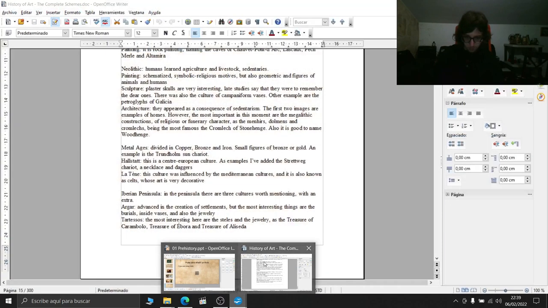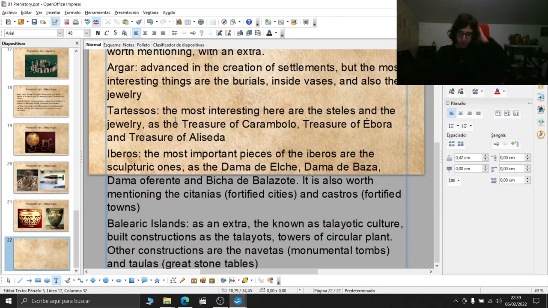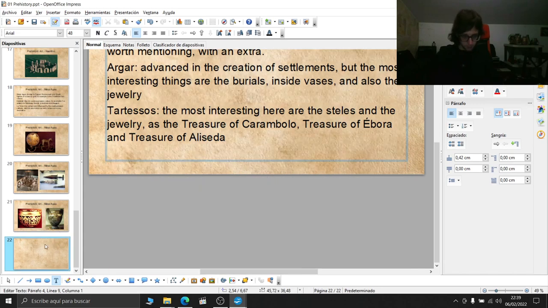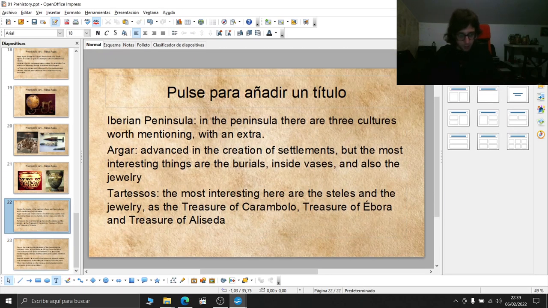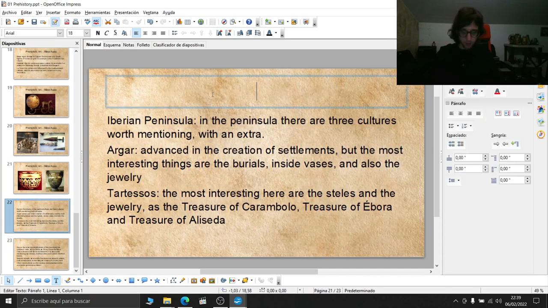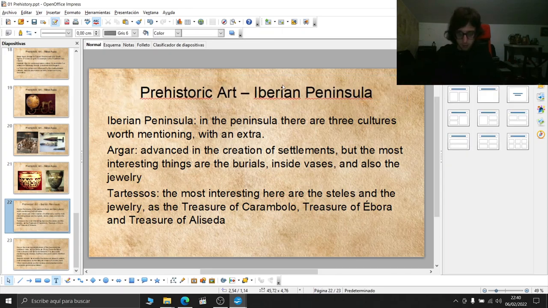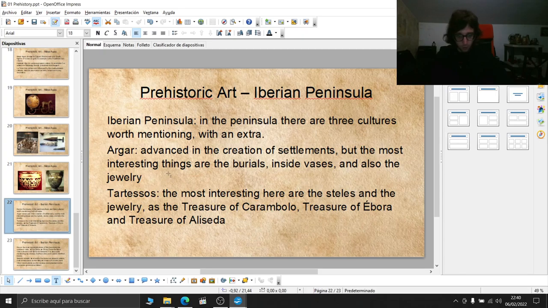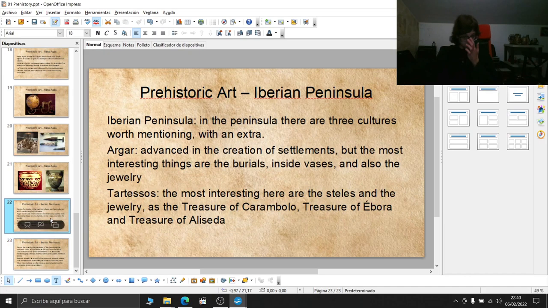And then next one, this little extra, Iberian Peninsula. Okay, the division. Perfect. Prehistoric art, Iberian Peninsula. In the peninsula there are three cultures worth mentioning with an extra. This extra is the Balearic Islands.